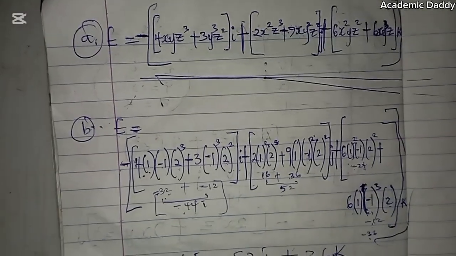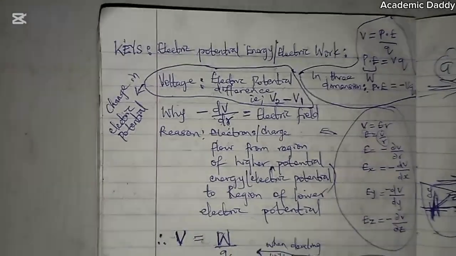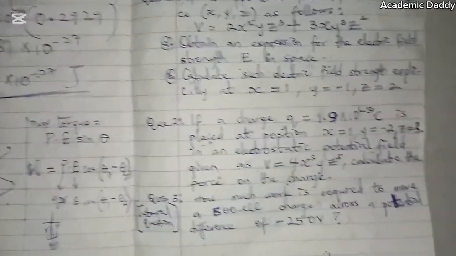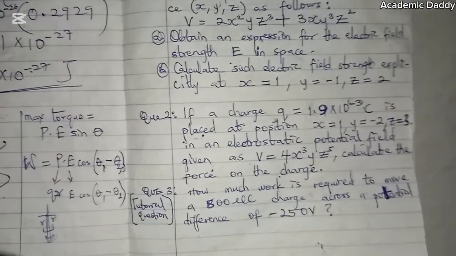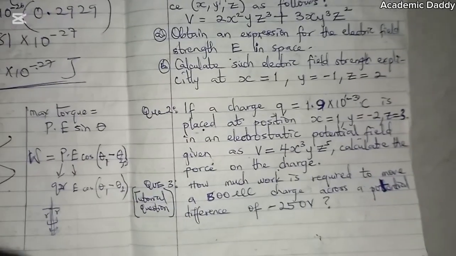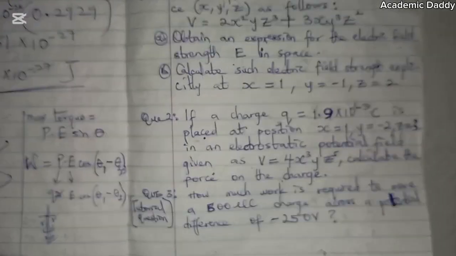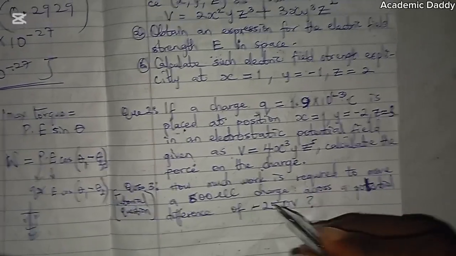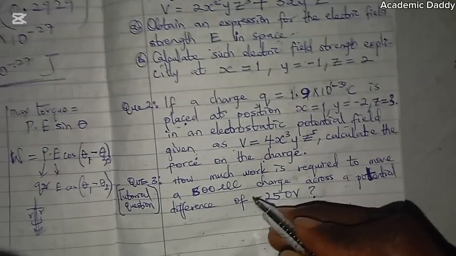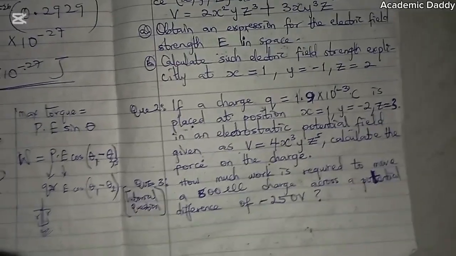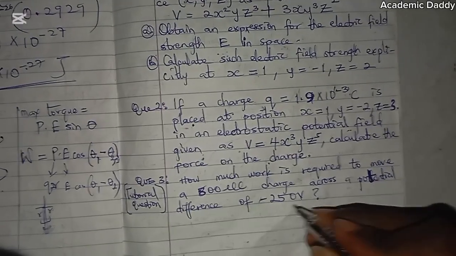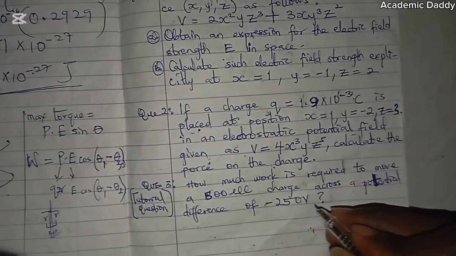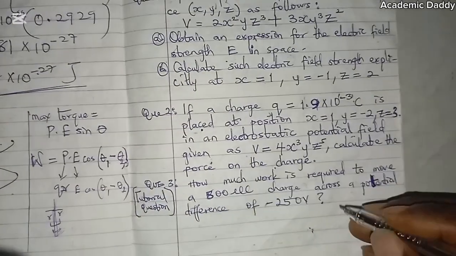So let's move to the second question. The second question says, if a charge Q is equal to 1.9 times 10, remember, before I move on, how much work is required to move a 500 microcoulomb charge across a potential difference of minus 250 volts? So that means you already know it.